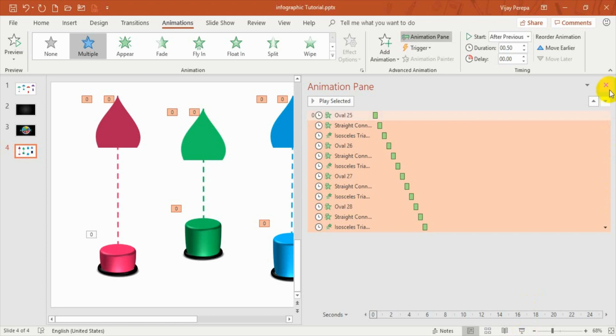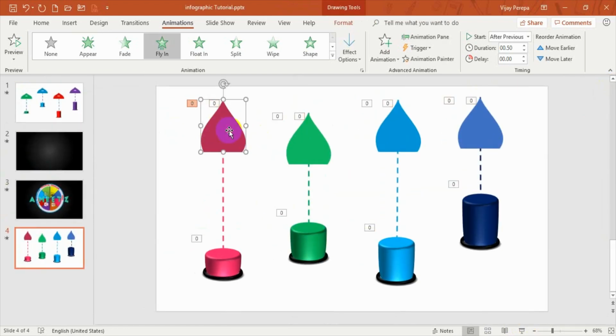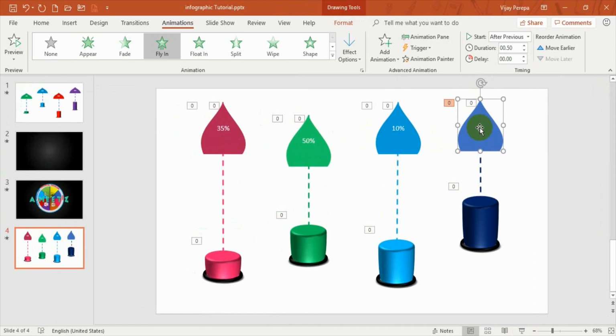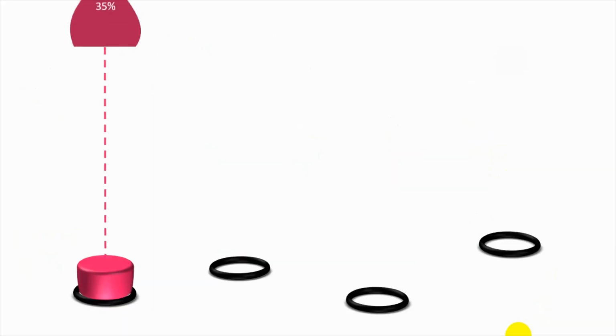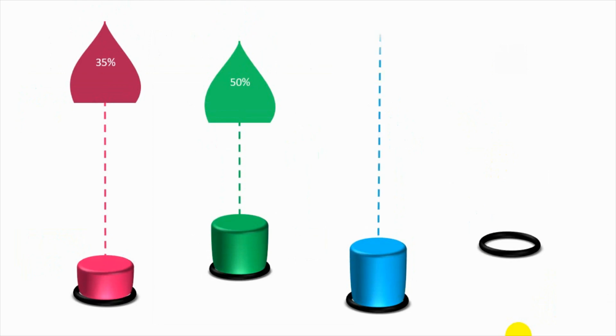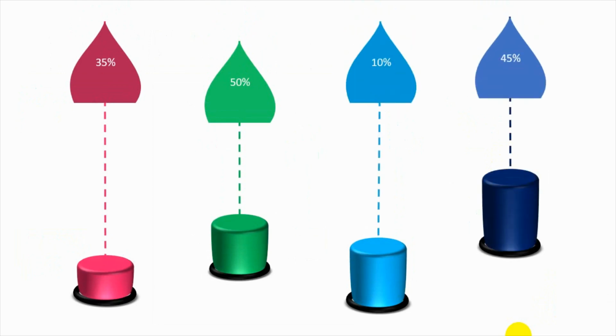Now we can add some numbers to them. So it is like, say 25%, sorry 35%, maybe 50%, whatever number you can write, and then maybe 10%, and maybe 35% or 45%, whatever. Now this animation is complete. It's coming one by one, and that way you can create this kind of infographics very quickly using the shapes.